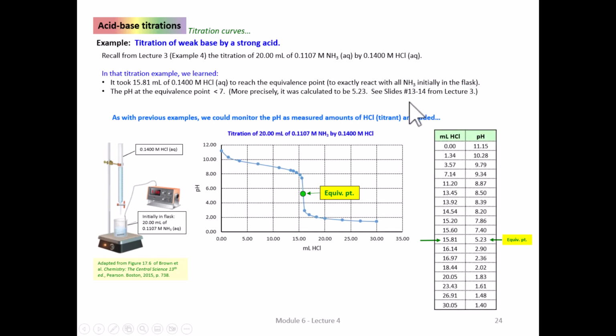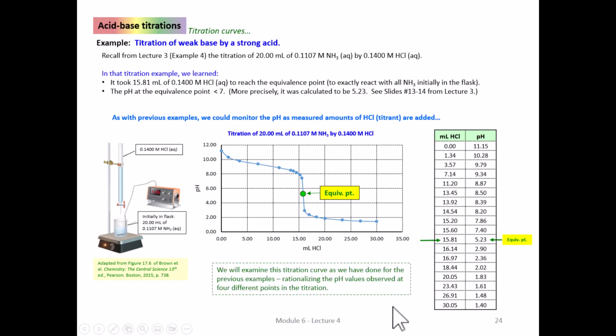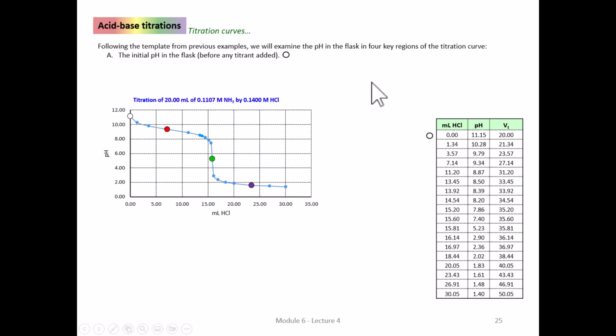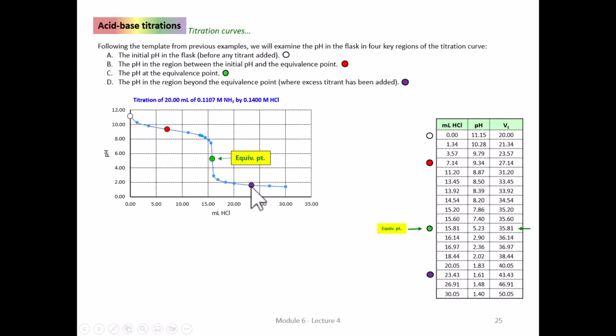And as with previous examples, if we monitored the pH as we added small amounts of HCl titrant, and we went not just to the equivalence point, but beyond the equivalence point, the titration curve would look like this. And you can see we've marked the equivalence point at 15.81 milliliters of added HCl. So as we've done before, we'll look at, or calculate, the pH at 4 different spots in this titration: before we add any titrant to the flask, at a spot that's between the initial pH and the equivalence point, at the equivalence point, of course, and then a point beyond the equivalence point where we've added excess titrant.